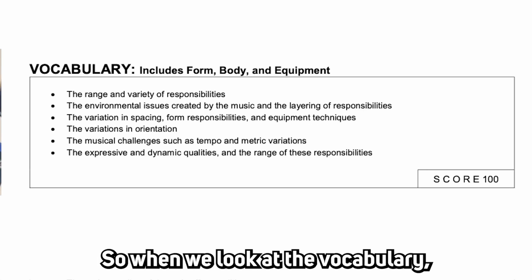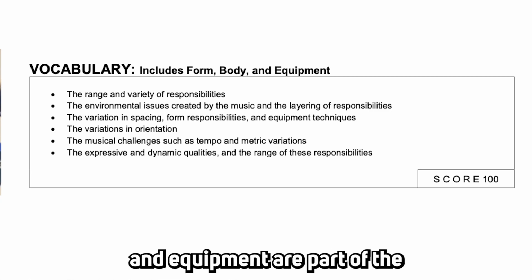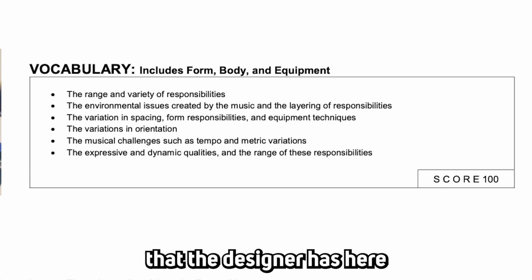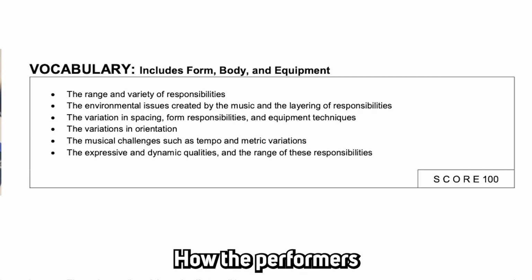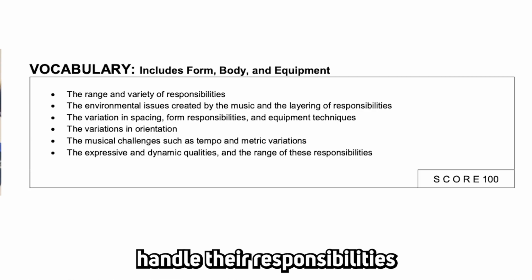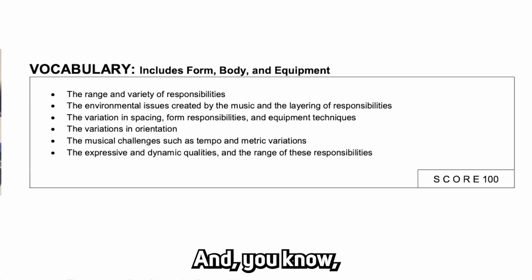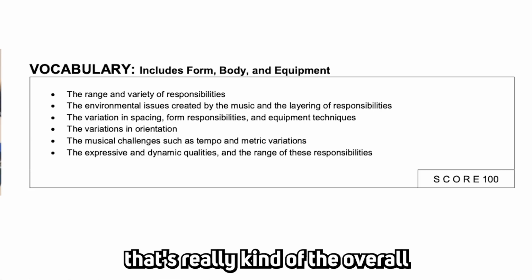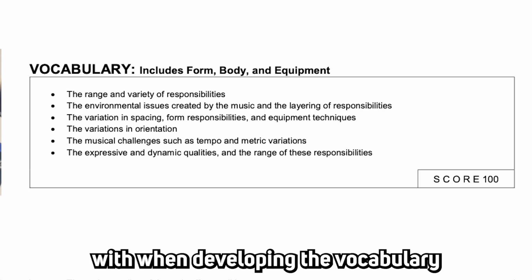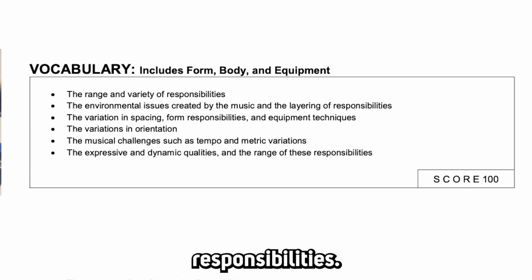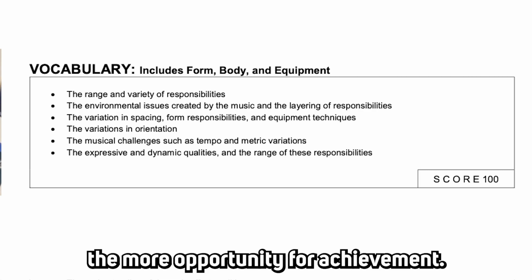So when we look at the vocabulary subcaption, specifically form, body, and equipment are part of the vocabulary choices that the designer has here. Form responsibilities, shape of the bodies, how the performers handle their responsibilities with their instruments or their color guard equipment or what have you. That's really the overall aspect of what the designer has as tools to deal with when developing the vocabulary on the field. The range and variety of responsibilities, as we talked about a second ago, the broader range, the more opportunity for achievement.